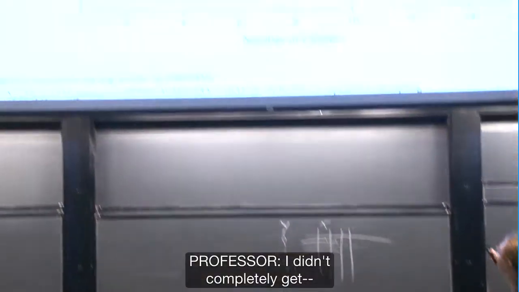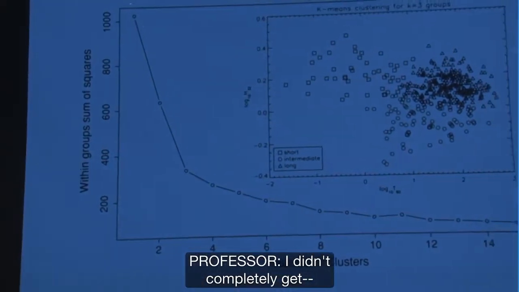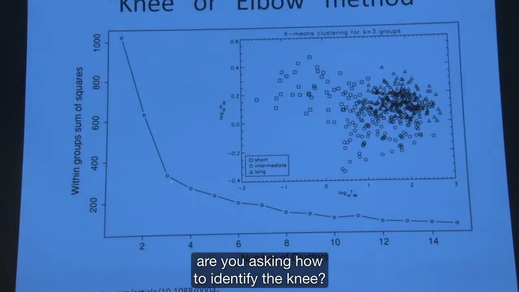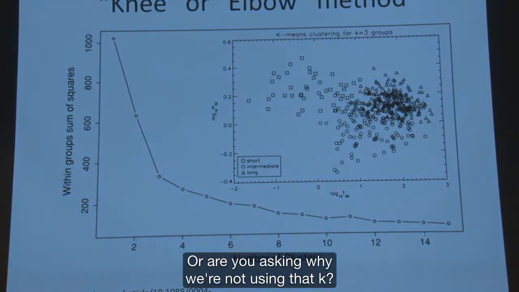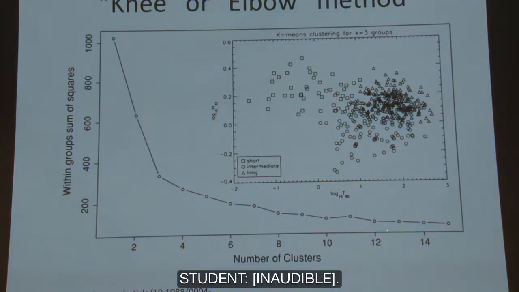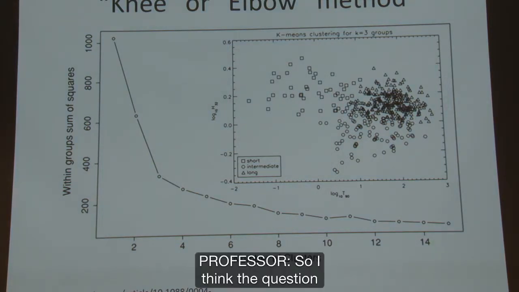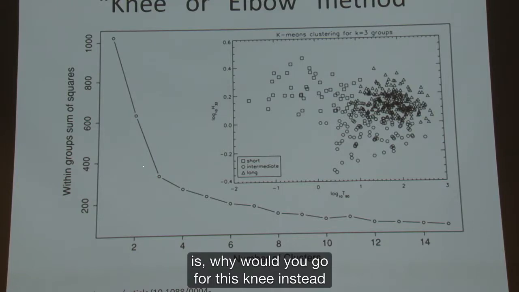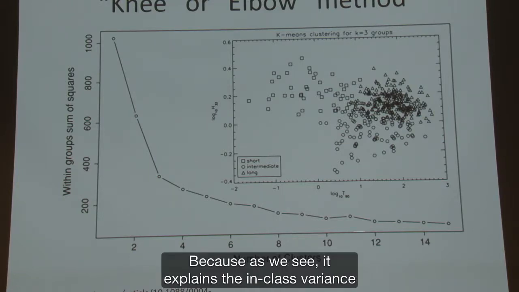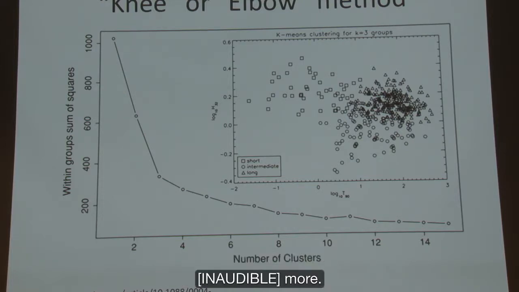So I didn't completely get. Are you asking how to identify the knee, or are you asking why we're not using that k? So I think the question is, why would you go for this knee instead of using the larger k? Because as we see, it explains the in-class variance more, right?